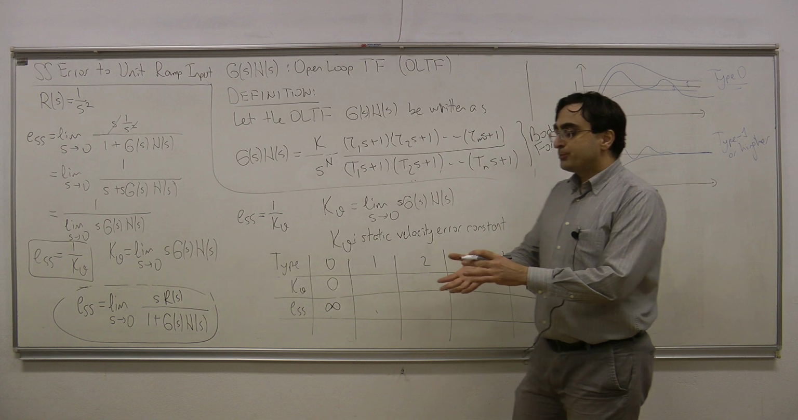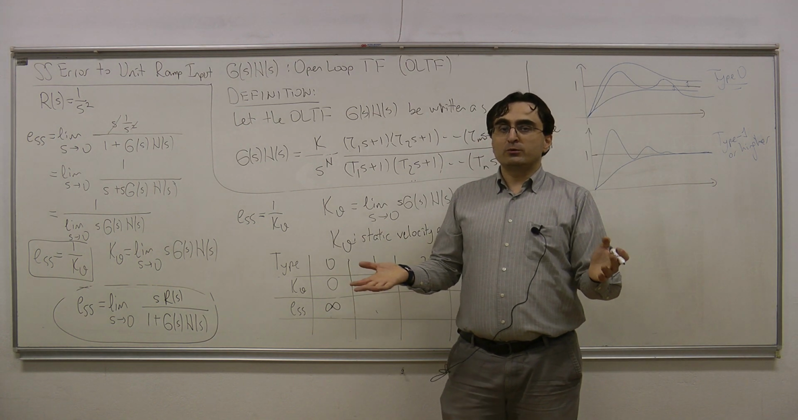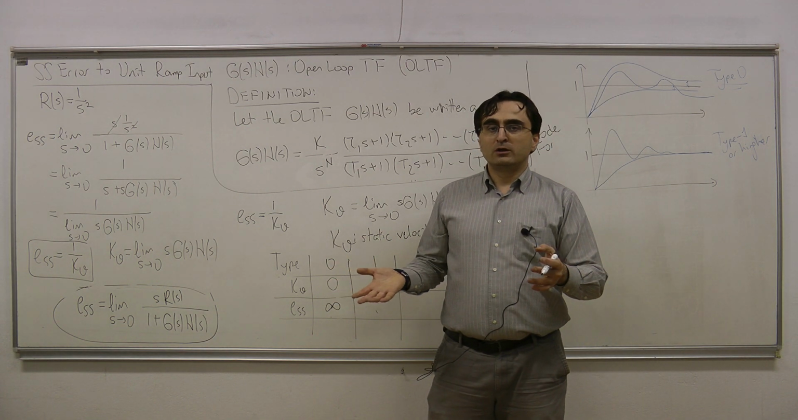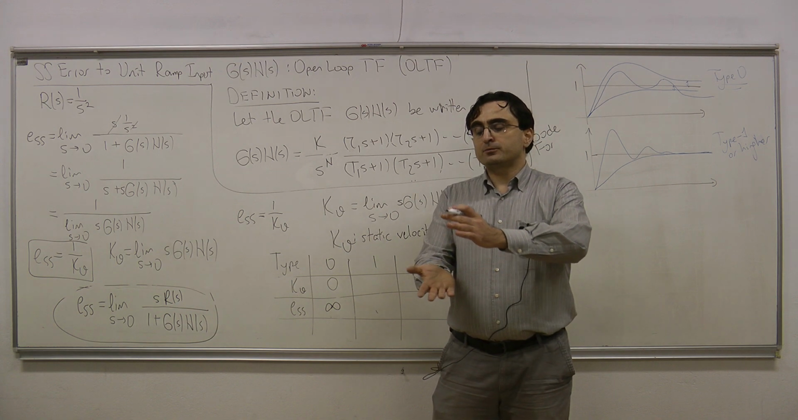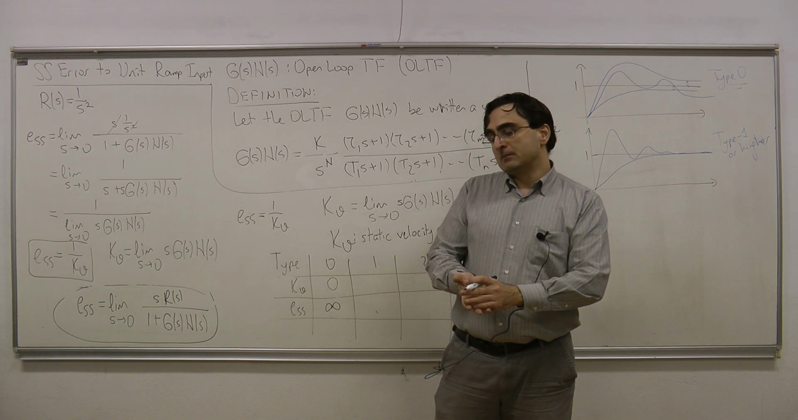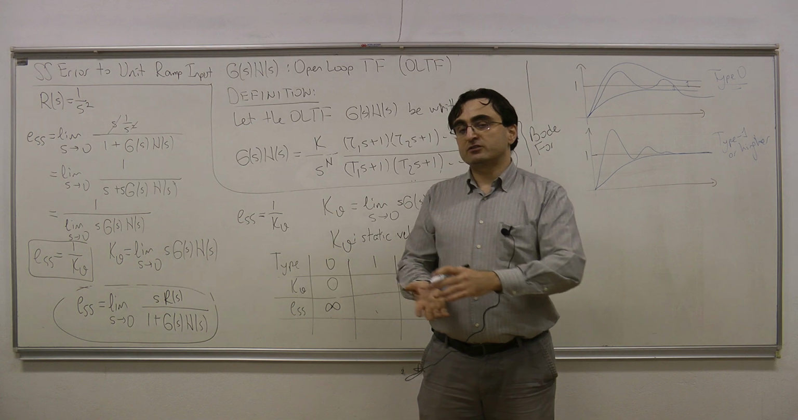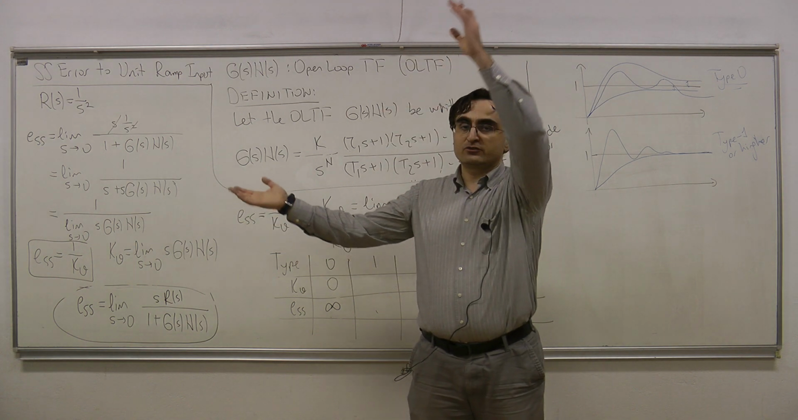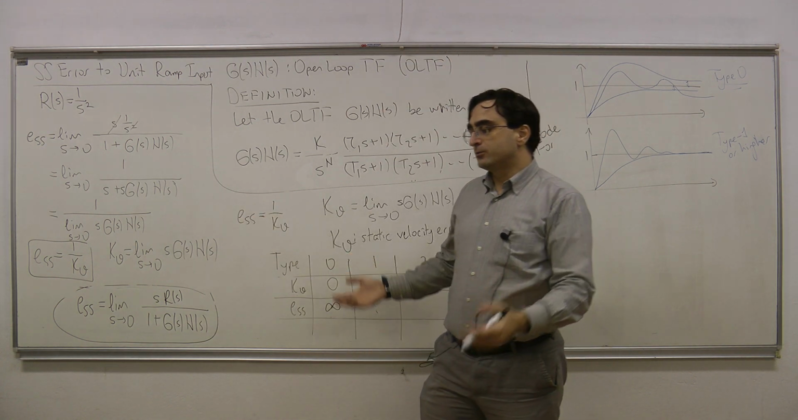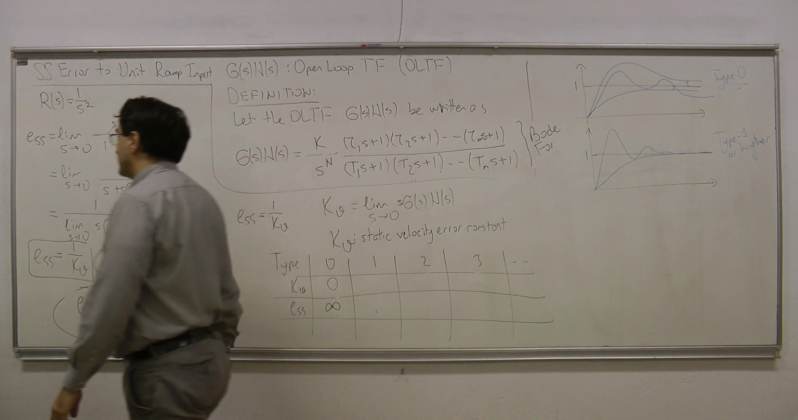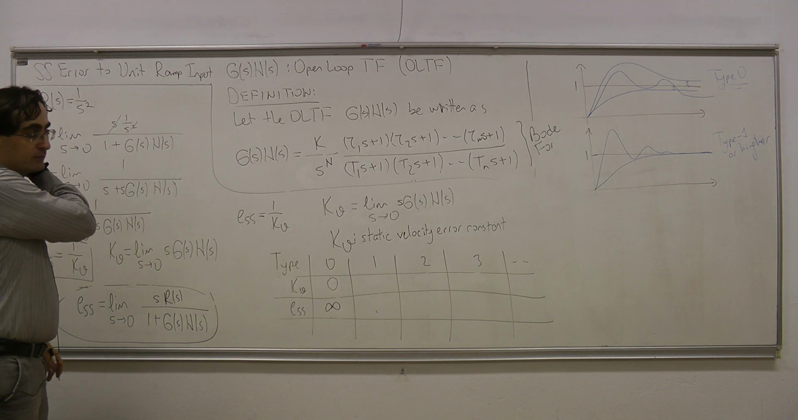So the response will not be able to follow the unit ramp function at all. The distance between the response and the desired input, the unit ramp, would be getting larger and larger, and the difference would go to infinity actually, okay? For a type 0 system.